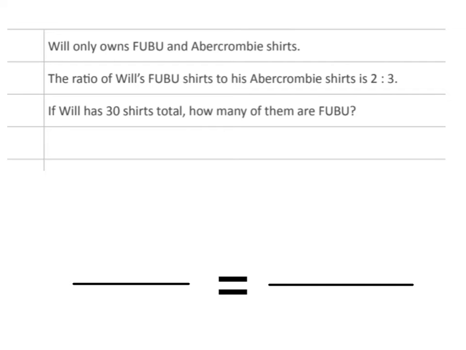Will only owns FUBU and Abercrombie shirts. The ratio of Will's FUBU shirts to his Abercrombie shirts is 2 to 3. I think we're going back to the 80s here, guys. FUBU and Abercrombie. 80s and 90s, I think.